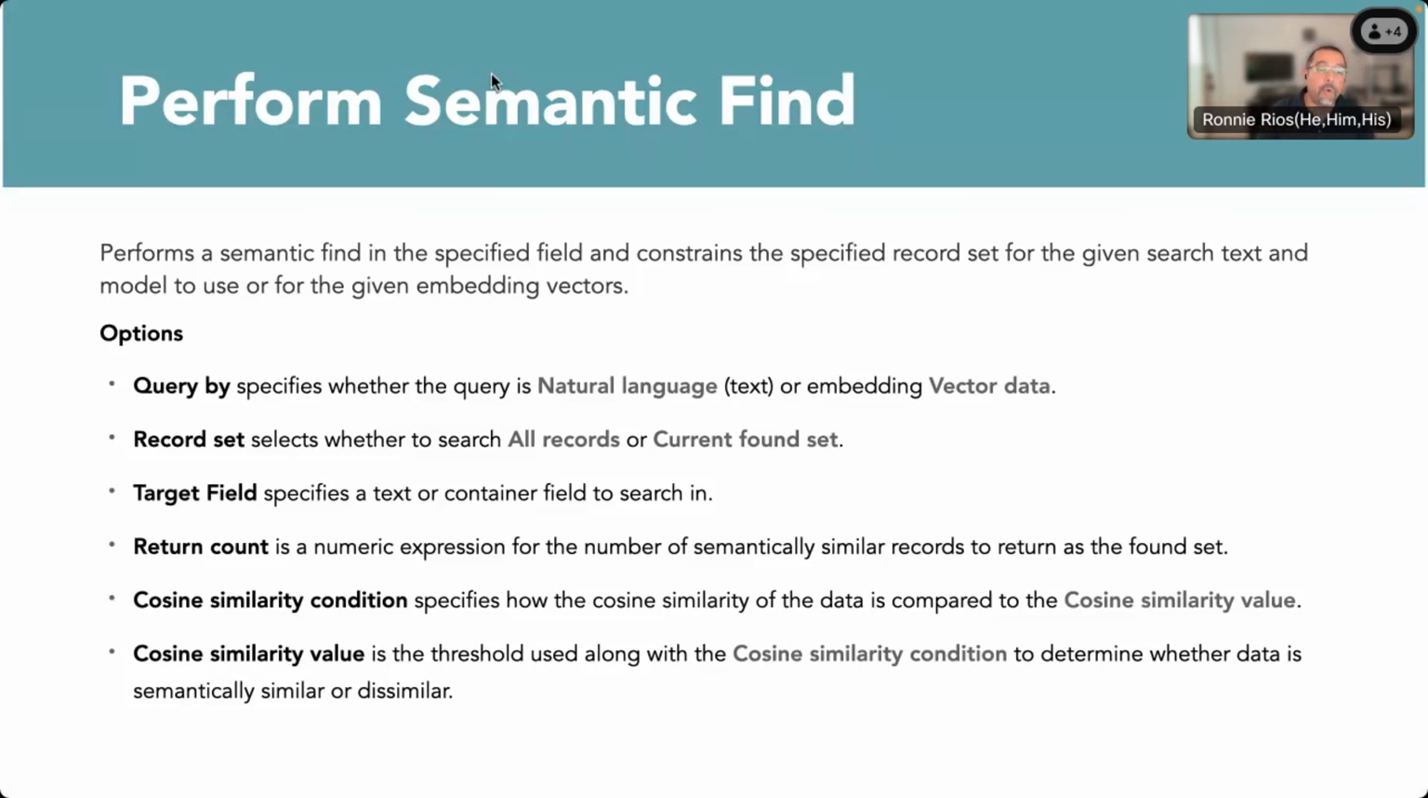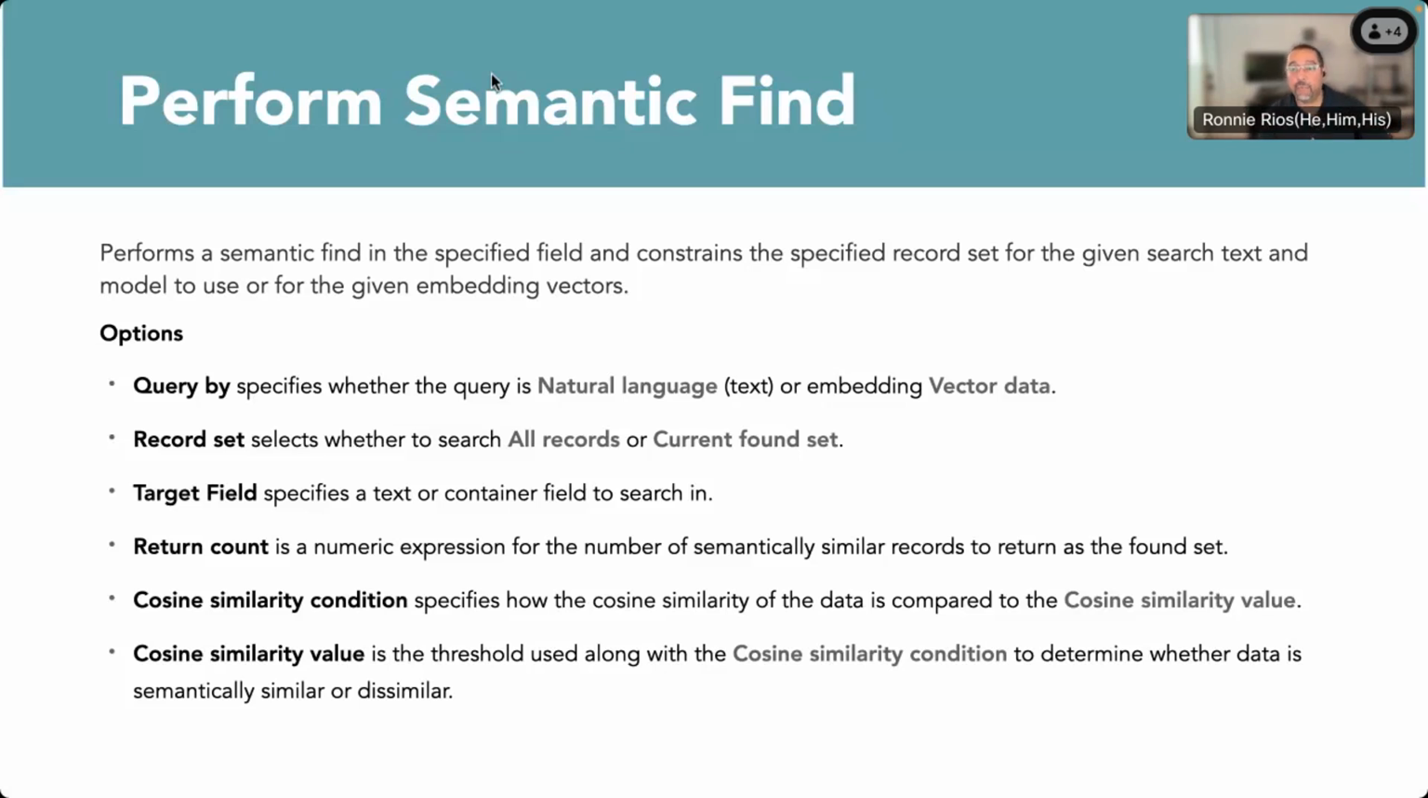You can set here which set of records that you want to perform the search on. So record set allows you to specify the range of records that you're going to be searching through. You can specify either all records in the table or only the current found set. And this is very useful in situations where you want to restrict the search into a particular set, or you want to perform this on top of another previous search. The target field specifies where the vector embeddings are, the ones that you're going to search through, right?